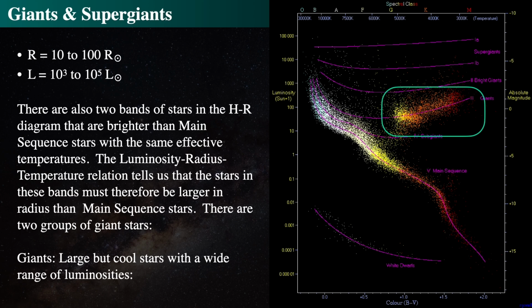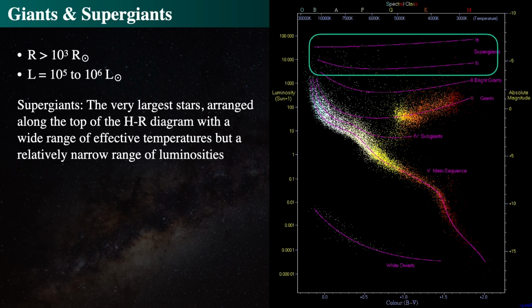So you can have enormous stars. The radius of these things can be 10 to 100 times the radius of the sun, and the luminosity can be between 1,000 and 100,000 times the luminosity of the sun. So giants and supergiants can be incredibly bright stars. And we're looking at supergiants, which populate the most distant upper reaches of the HR diagram. Their radii can exceed 1,000 times that of the sun, and their luminosities can be up to 1,000,000 times that of the sun.